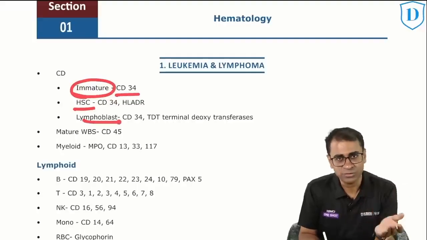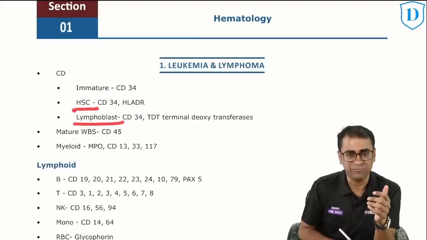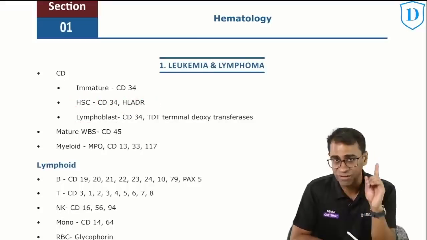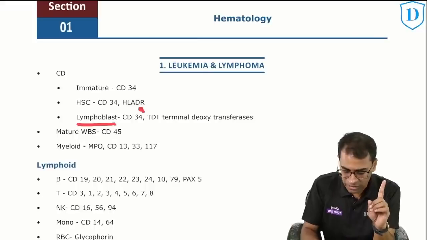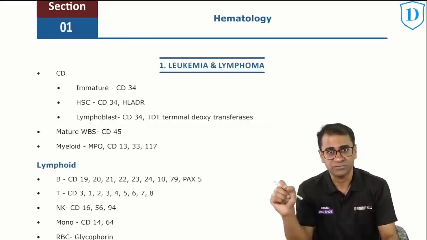Lymphoblast, is it an immature cell? Yes. So again it is 34. So how to differentiate HSC versus lymphoblast? The point is, HSC also has a marker called HLA-DR, a very frequently asked question. And lymphoblast, apart from 34, also has a marker called TDT, terminal deoxynucleotidyl transferase.